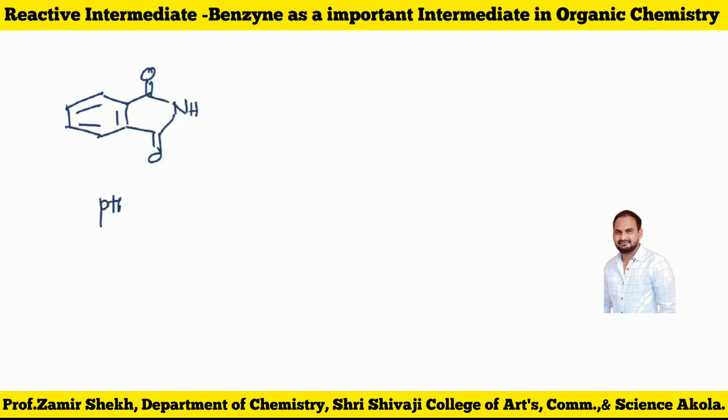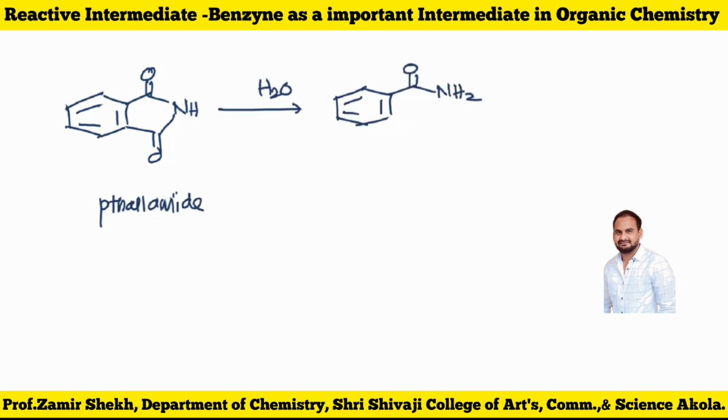Phthalimide undergoes hydrolysis by a basic medium reaction. It will produce an amide, and this will be my carboxylic acid. Okay, this is the amide and carboxylic acid. Now that amide reacts with your reagent, that is X2 and OH. Which reaction is this?